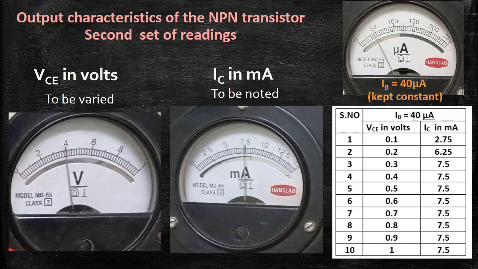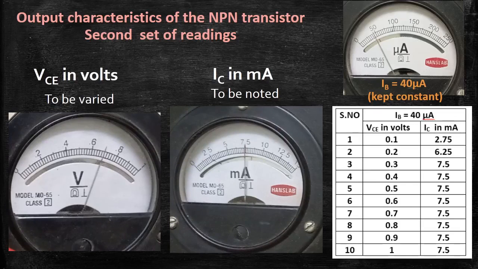Now it has attained the saturation region. Now it is increased from 0.4 to 0.5. Again the reading IC value is 7.5. Are you clear? Now it is increased from 0.5 to 0.6. VCE value is 0.6 volt. What is the value of IC? Again it shows 7.5. Are you clear? Now VCE is increased from 0.6 to 0.7. Look at the value of IC, 7.5.